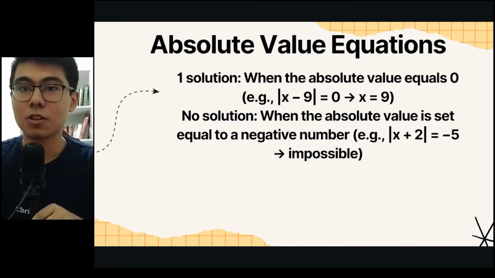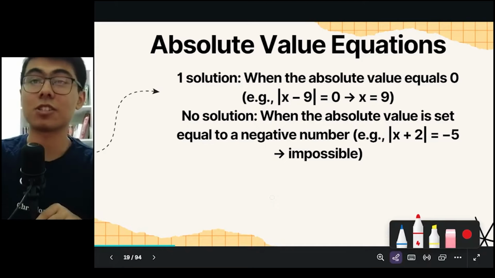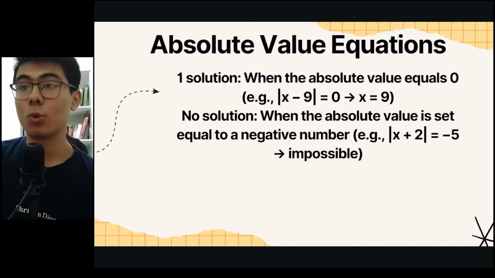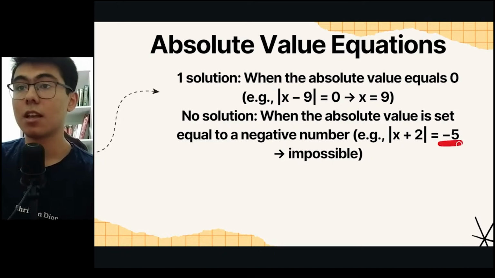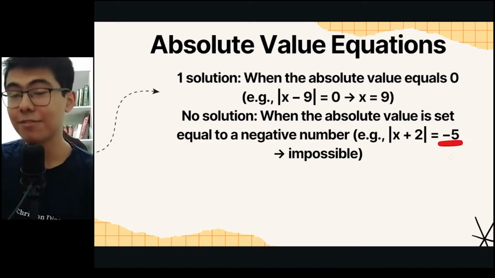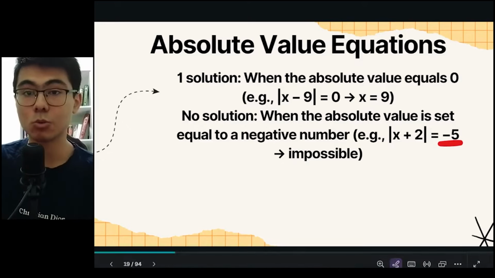So as I already told, absolute value equations have no solution when the absolute value is set equal to a negative number. In this case, |x + 2| = -5. Out of absolute value, there will never be a negative value, so that's why it's impossible. That's why there is no solution.